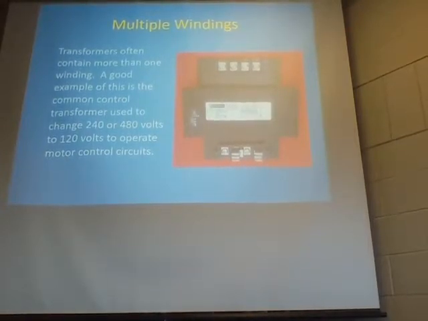Transformers often contain more than one winding. One good example of this is a common control transformer used to change 240 or 480 volts to 120 volts to operate motor control circuits. So the primary of this transformer is here, where you can have the option of connecting either 240 or 480 volts here, wherever you have best access to, and the secondary is here, where you'll have 120 volts. That's a little fuse holder there that you can put a little glass cartridge fuse in.